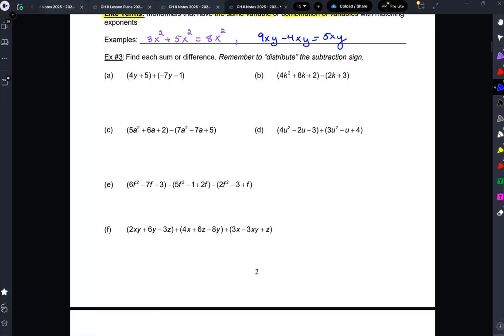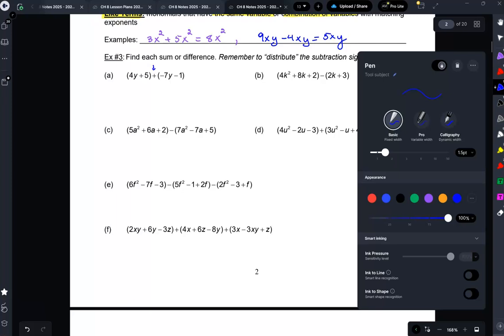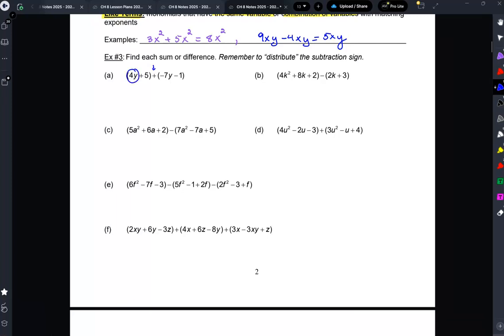Okay, so take a look at this one. I'm adding one thing plus another thing. If there is a plus in the middle, you can just add them as is, right? So here, I have 4y plus negative 7y. How many y together? Negative 3y. Plus 5 minus 1 plus 4. Okay?